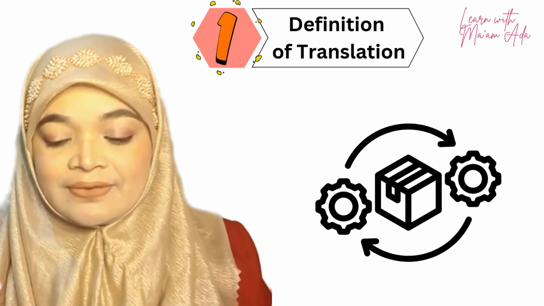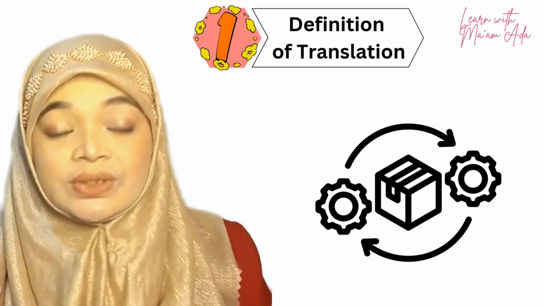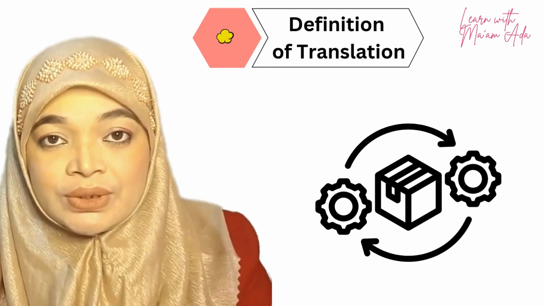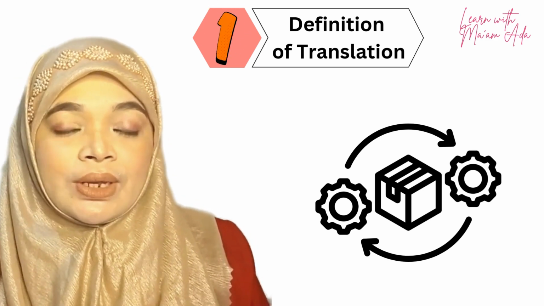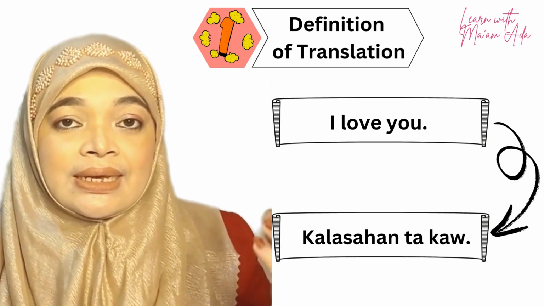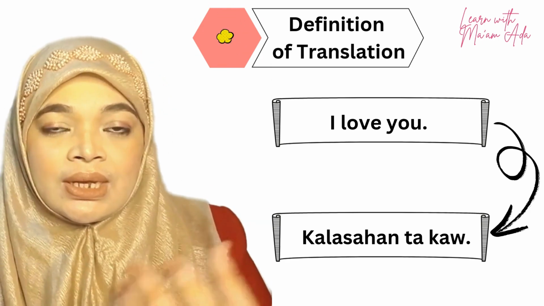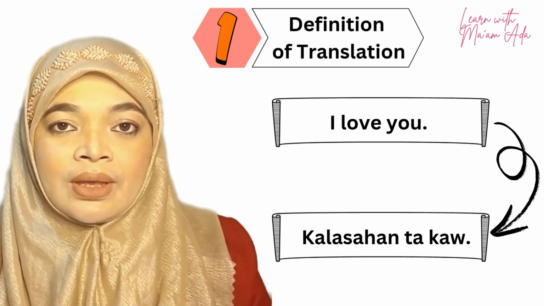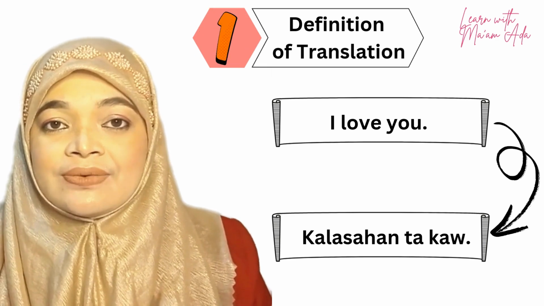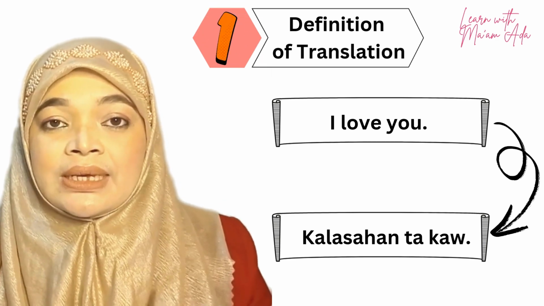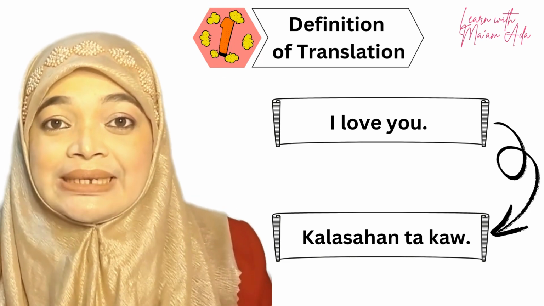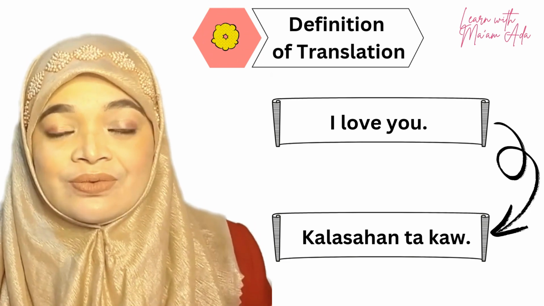And then the second definition centers on the product. So when we say the product, this is now the output given by the translator. For example, if I am the translator and I translated English to Tausug, let's say I translated the words I love you into Tausug, Kalasan Takaw, then the second definition will now refer to the product, the output that I have already given, the one that I already have translated.